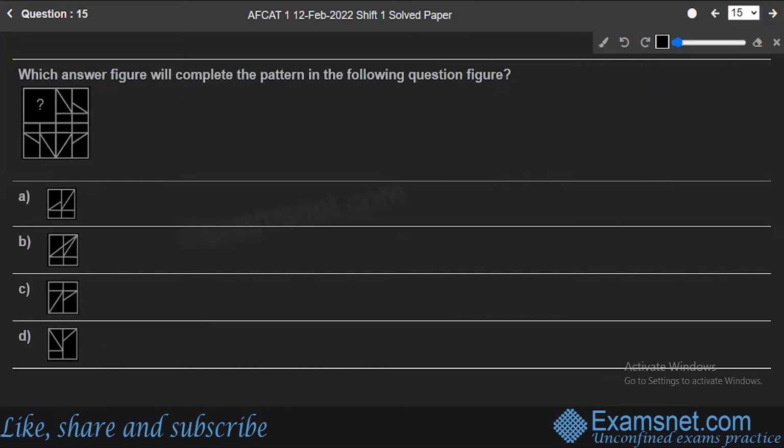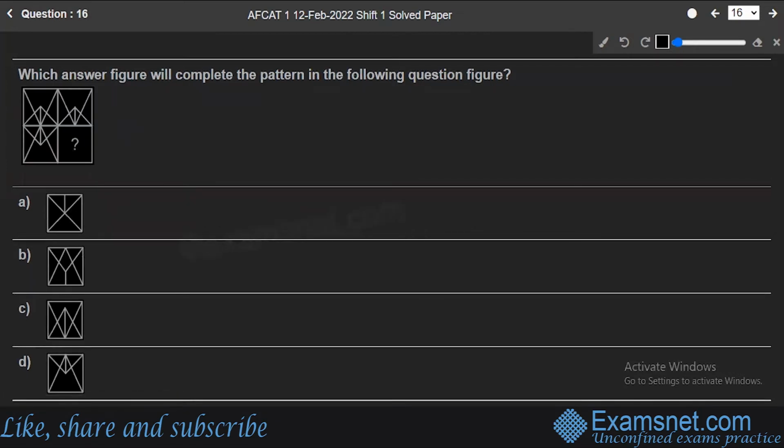Question number 15. Which answer figure will complete the pattern in the following question figure? See, this is the figure. So let's try to complete the pattern. This is the one, and this is the one. Then you are having a straight line, and then this. So you just have to see which one is going exactly like this. If I'm looking at just this portion that I have drawn, only this is the figure which is exactly matching with this question figure, right? So this is your answer, option A.